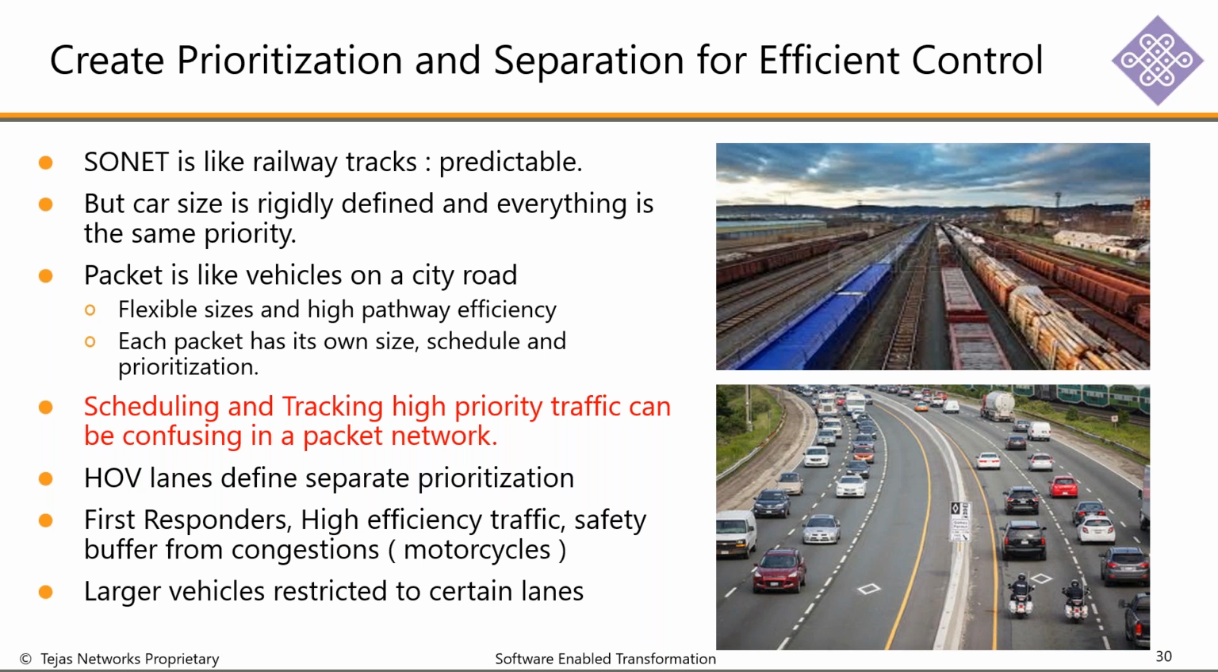Or traffic where you want to have low jitter, like TDM traffic. They want the safety buffer around it. And you want to be able to restrict larger vehicles to certain lanes so that you're not overwhelming certain types of traffic by other types of traffic.